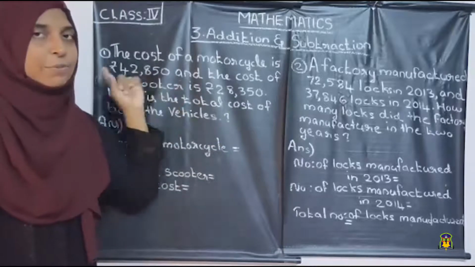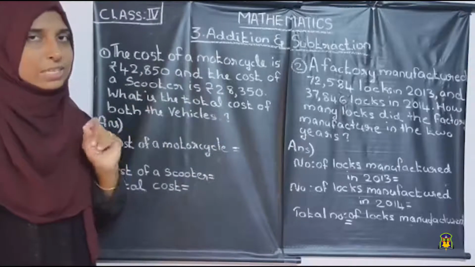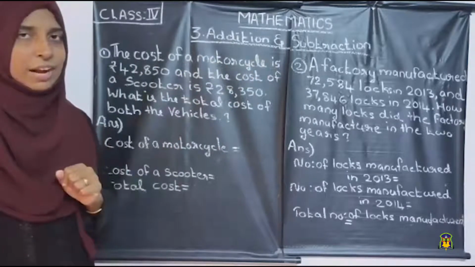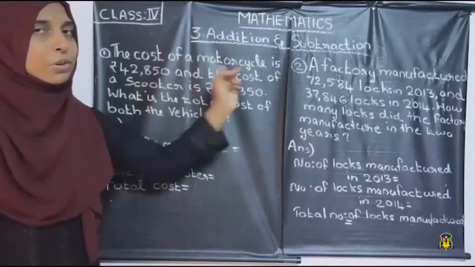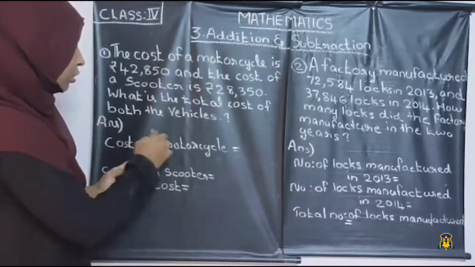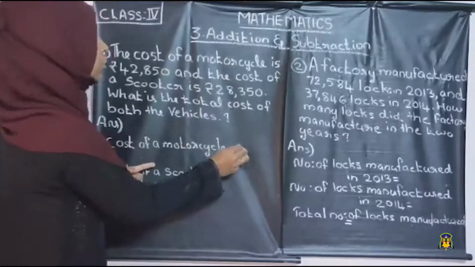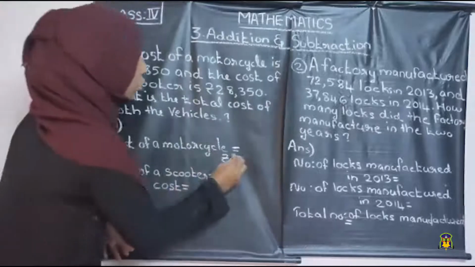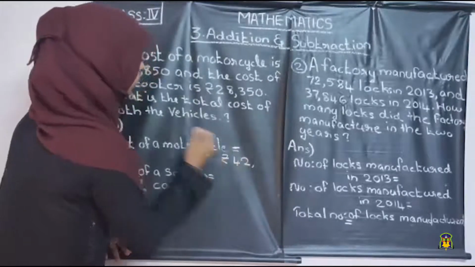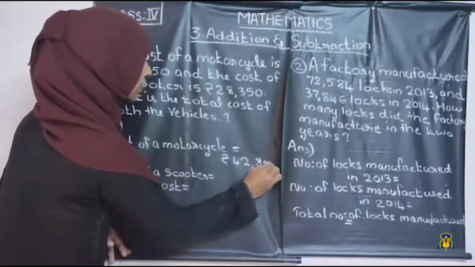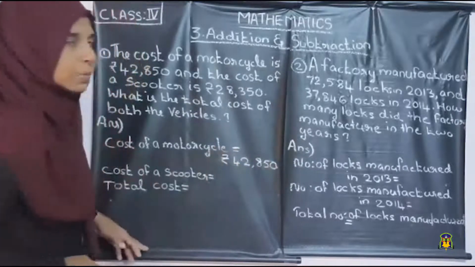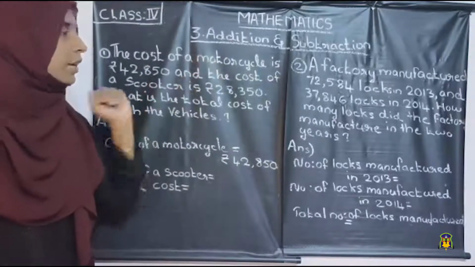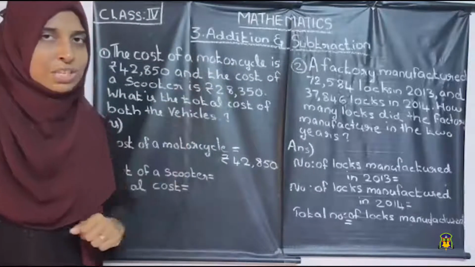First, we want to check the facts given in the question. So, what is given here? The cost of a motorcycle is given. So, we can write cost of a motorcycle is equal to rupees 42,850. Okay, so it is given in the question. Next, what is given? And the cost of a scooter. So, the cost of a scooter is also given.